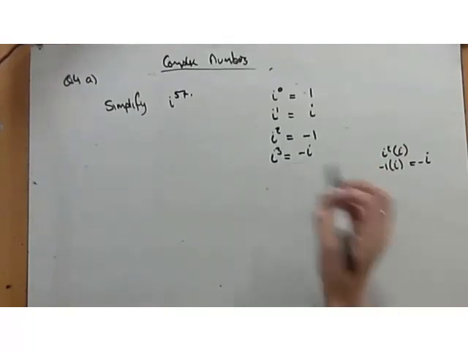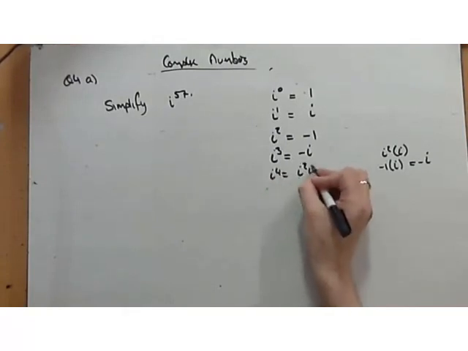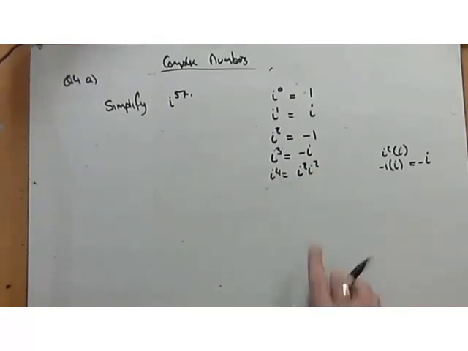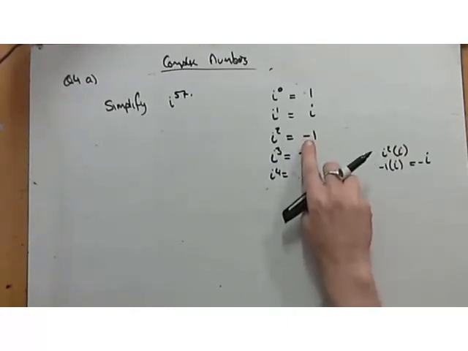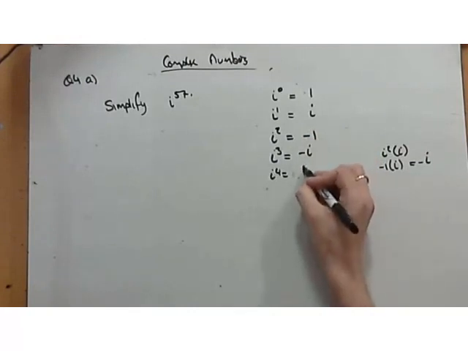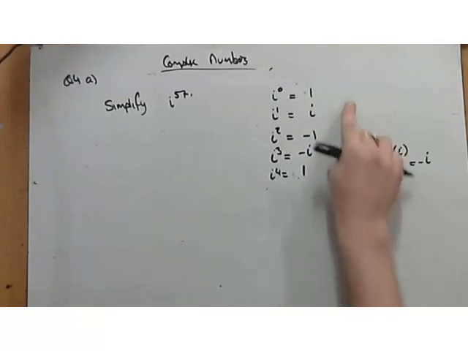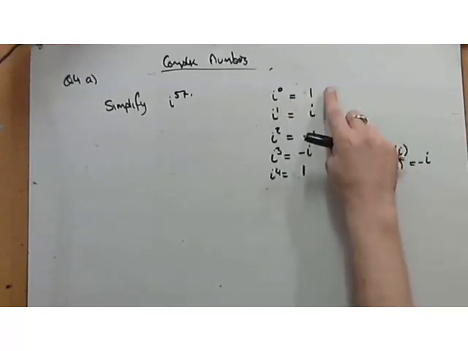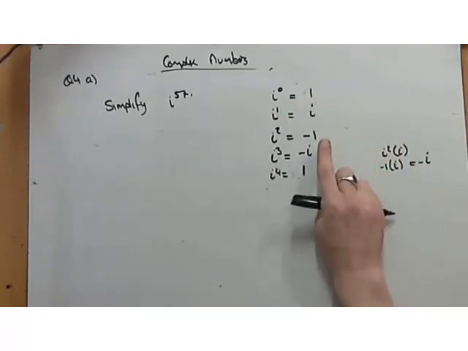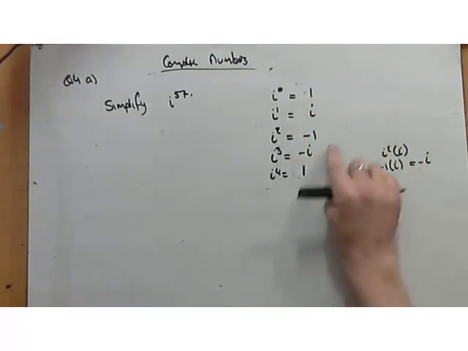Now, I'm also going to say, what is i to the 4? Well, let's have a look. i to the 4 is simply i squared times i squared. i squared is minus 1, and minus 1 times minus 1 is 1. And we get into this loop. It's back to the start again, and if we keep multiplying by i, we keep going around in this loop. Every power of i is either 1, i, minus 1, or minus i, because we hit 1 again and keep going around the loop.